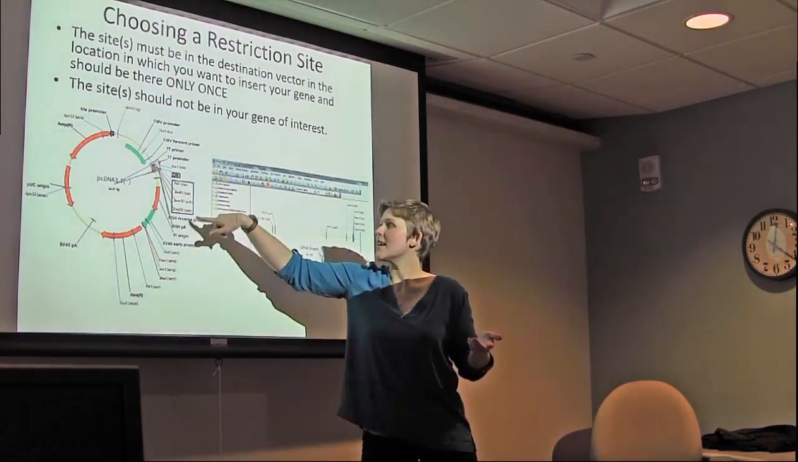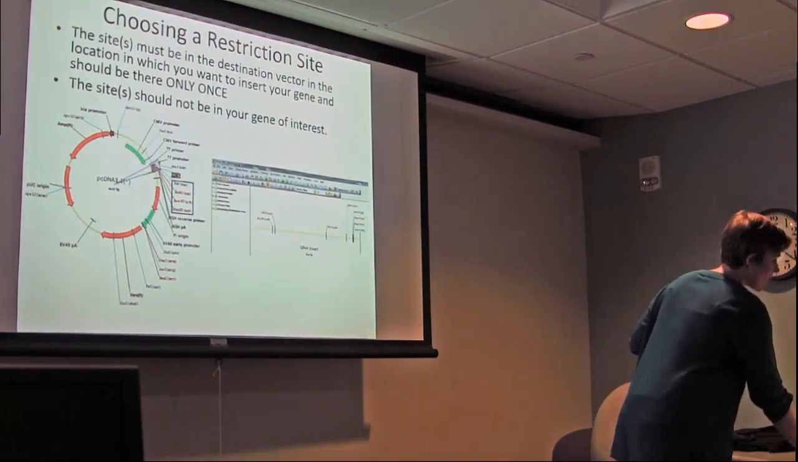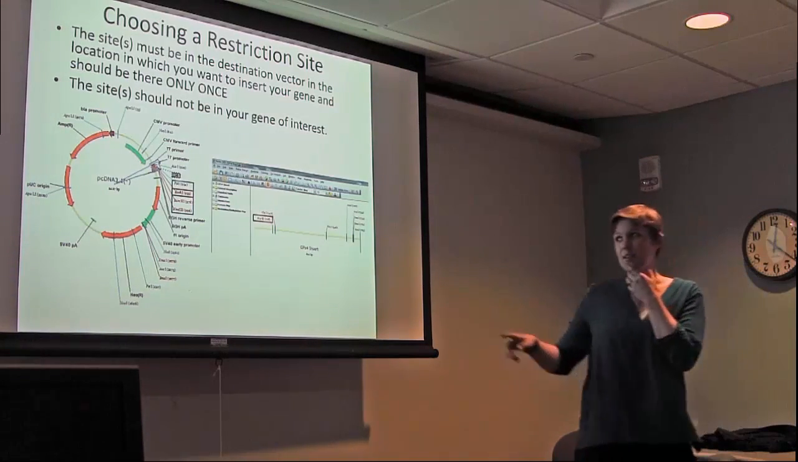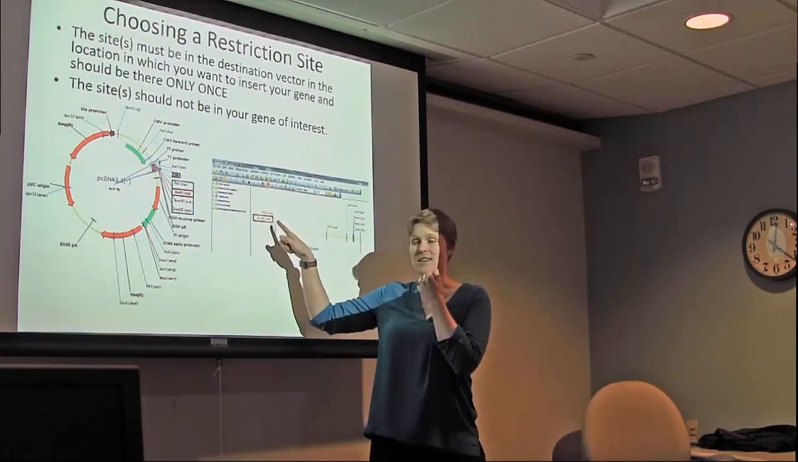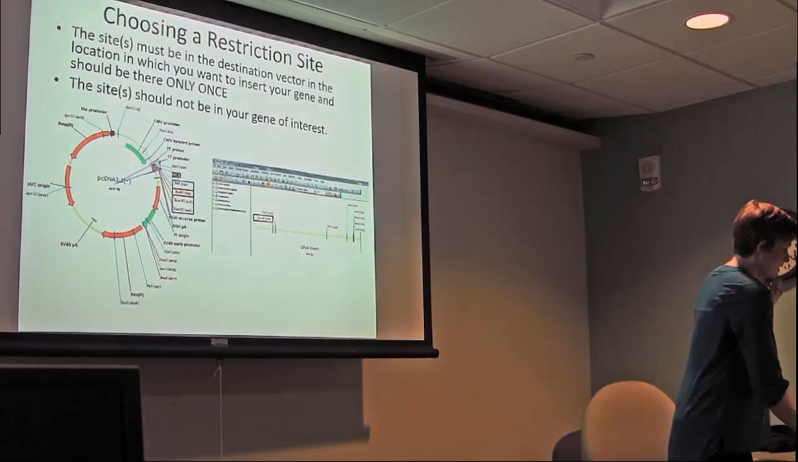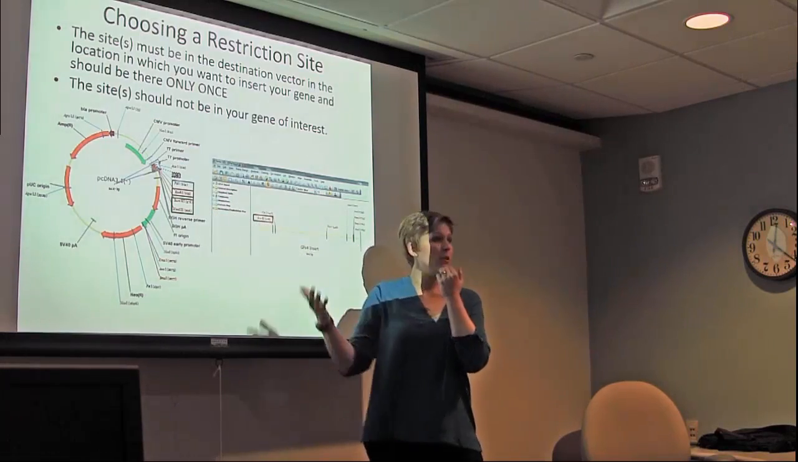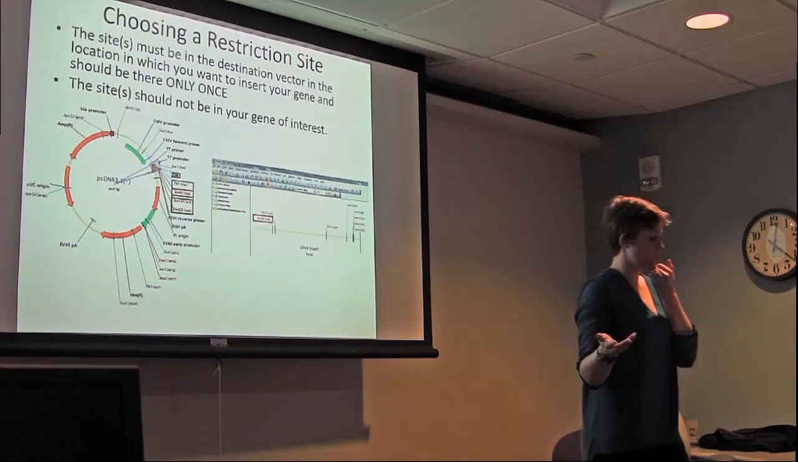So I've highlighted here all of the good restriction sites in the multiple cloning site. Bad is EcoRI because it's in our gene of interest. But BamHI and HindIII here would be really good restriction sites to use.